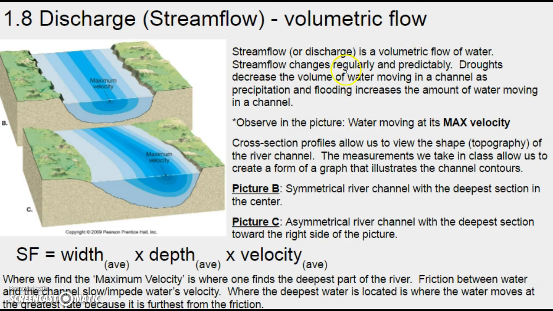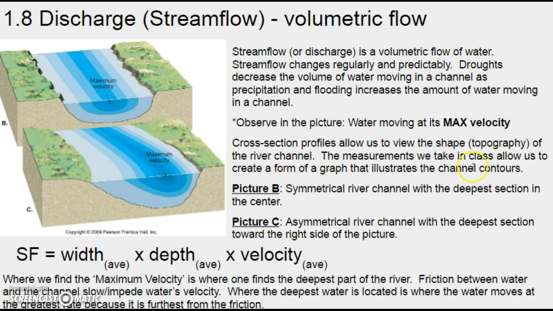Well, streamflow changes regularly and periodically. Droughts decrease the volume of water moving in a channel, as precipitation and flooding increase the amount of water moving in a channel. So if we look at the picture, water is moving at its max velocity at very specific locations in both a symmetrical and an asymmetrical channel. The cross-section profile allows us to view the shape, right, the topography of the river channel.